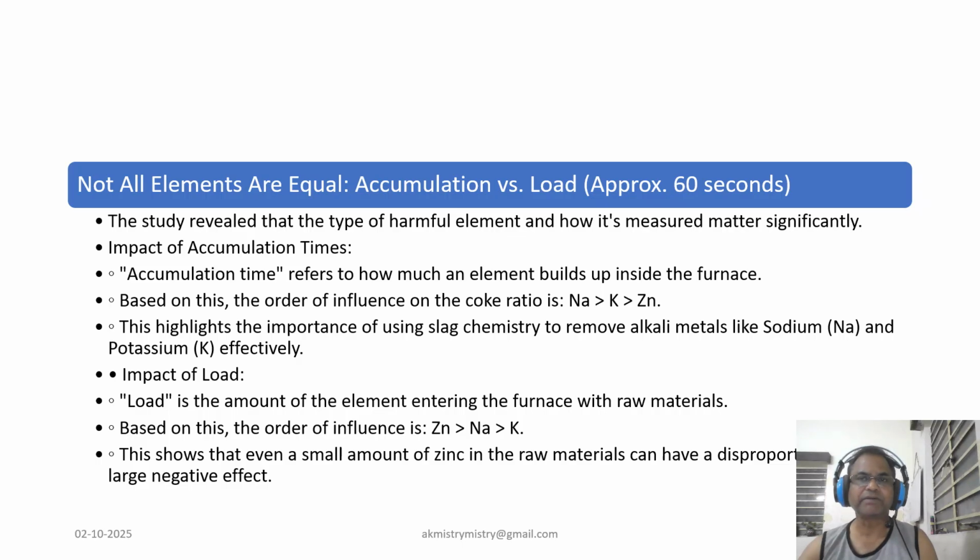But if you look at the load, the amount of each element entering the furnace with the raw material, the story changes. Based on the load, the order of influence is zinc, then sodium, then potassium. This tells us even a small amount of zinc in the raw material can have a disproportionately large negative effect on fuel consumption.